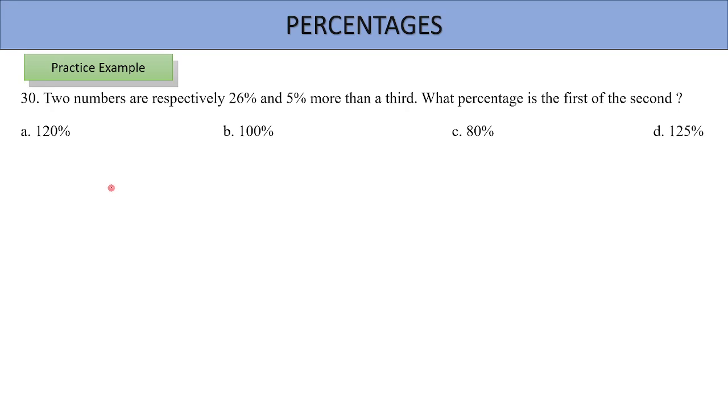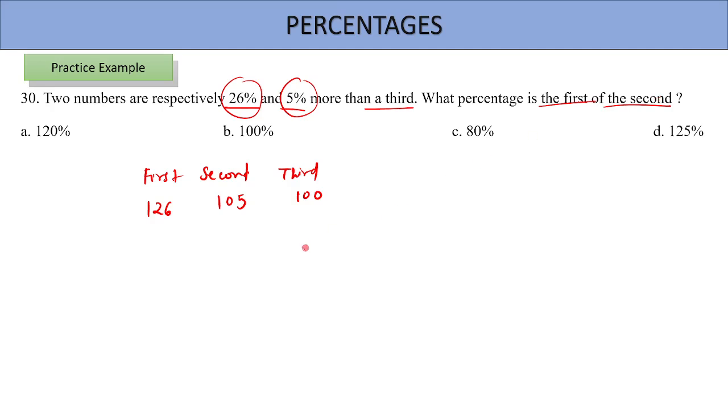Number 30. Two numbers are respectively 26 percentage and 5 percentage more than the third. So there is the third, this is the first, and this is the second. This is 100. What percentage is the first of the second? The first is 26 percentage more than the third, that means this will be 126. The second is 5 percentage more than the third, that means this is 105. We have to find what percentage is the first of the second.